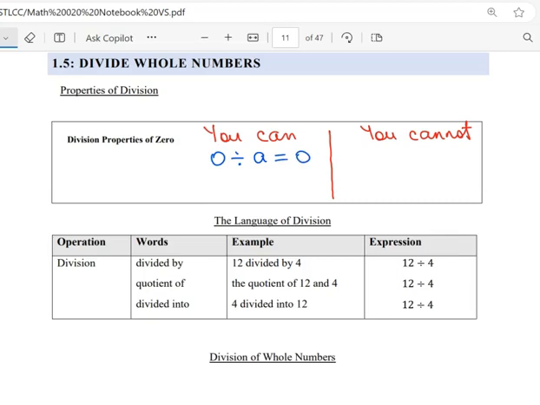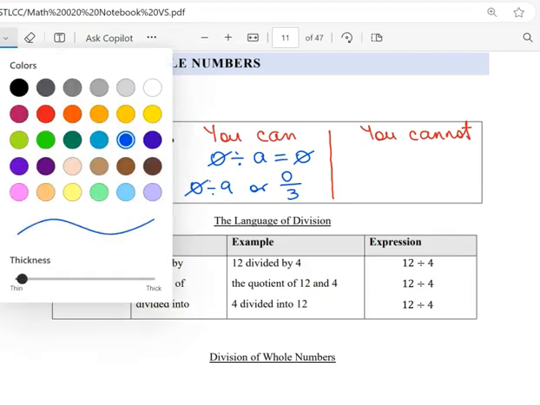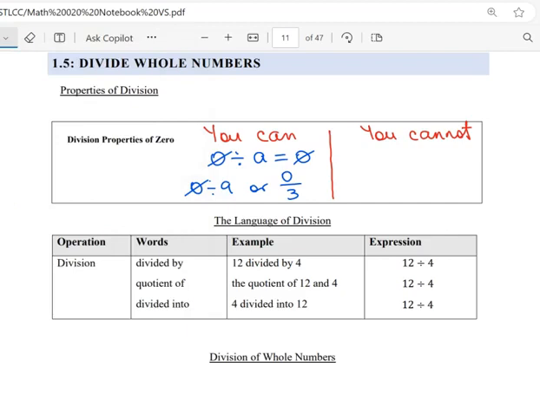So what would it look like? It would look like, let's say, 0 divided by 9 or 0 over 3. Those are acceptable. When I switch around and say you cannot divide a number by 0, if I switch that order around and say a divided by 0, you cannot do that. And it is undefined.